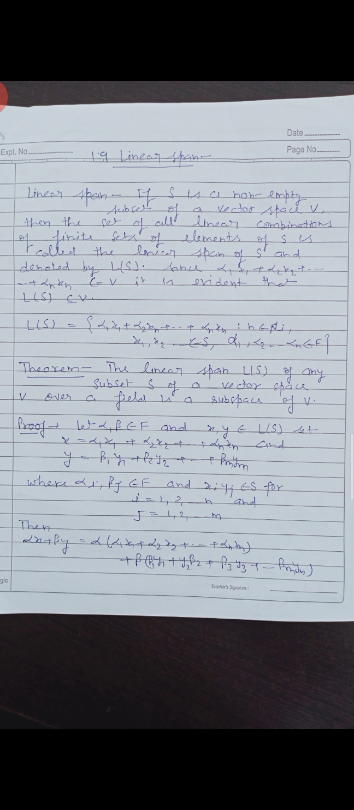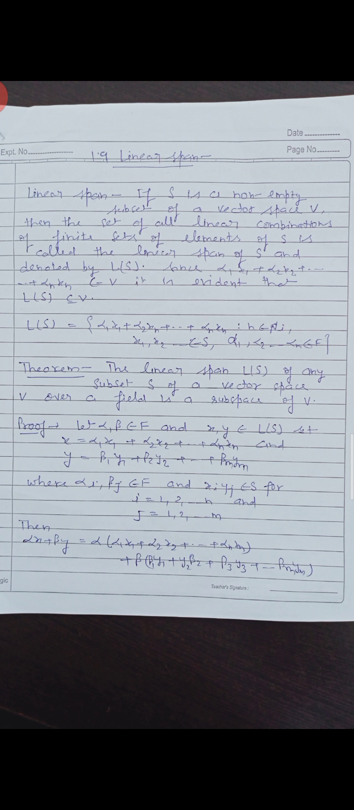Then by closure property, or we can say by the property of vector space, alpha 1 x1 plus alpha 2 x2 plus and so on alpha n xn will also belong to V. This was the definition or recall or short introduction of the linear combination. Now come to the point, linear span.